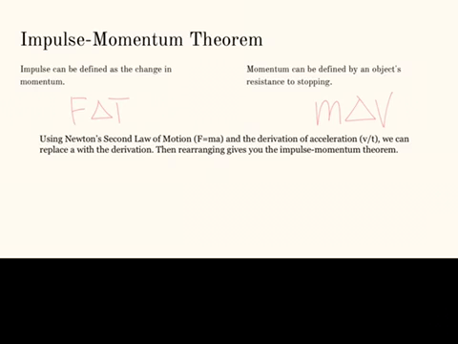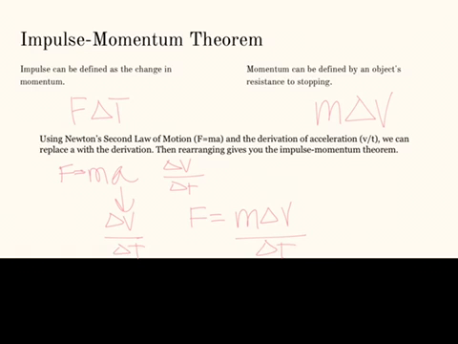To derive the impulse-momentum theorem, you want to start out by using Newton's second law, which is F equals ma, and the definition of acceleration, which is change in velocity over change in time. Now, we can plug in change in velocity over change in time so that you get F equals m times change in velocity over change in time. Then multiplying it out, you get F times change in time equals m times change in velocity. And this is your impulse-momentum theorem.